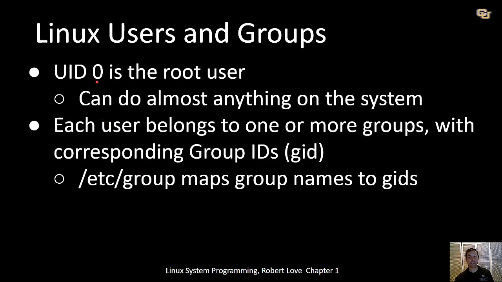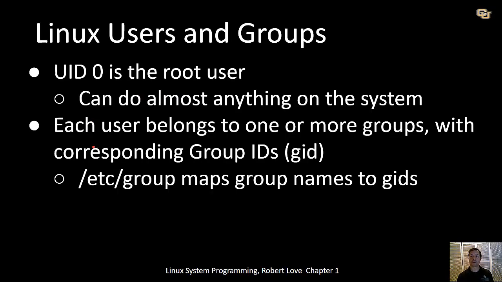UID 0 is a special UID that always is the root user, and the root user can do almost anything on the system. So we talked about Ubuntu's philosophy of how it uses root with sudo. Once you authenticate with sudo, you're essentially running as the root user, and you can do pretty much anything that you're allowed to do via user space permissions.